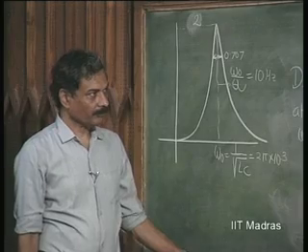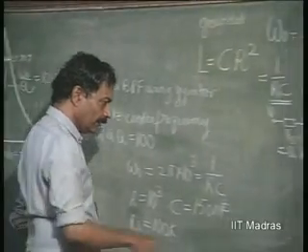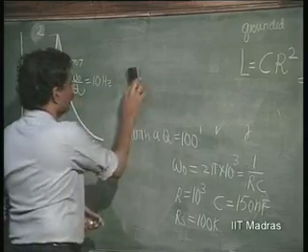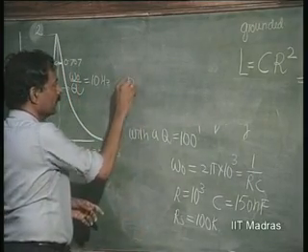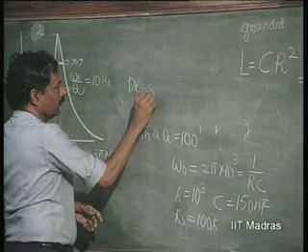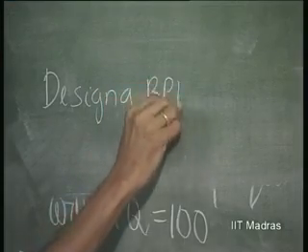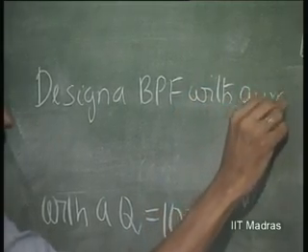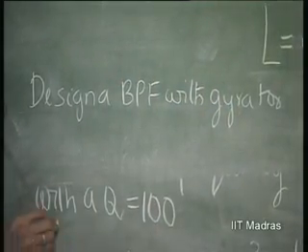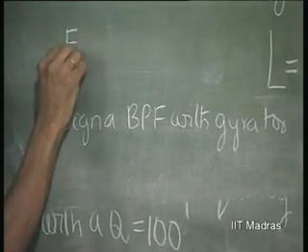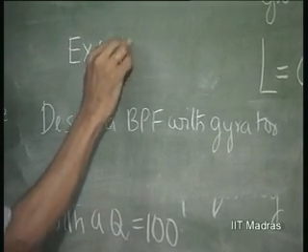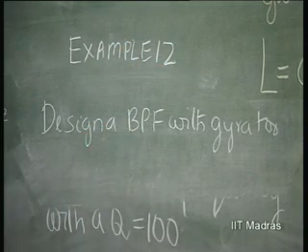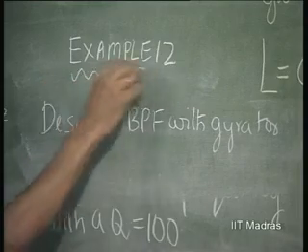Now we have understood what is meant by design of a filter with gyrator. This has to be given as an example. What is the example? 12. So please make that correction.